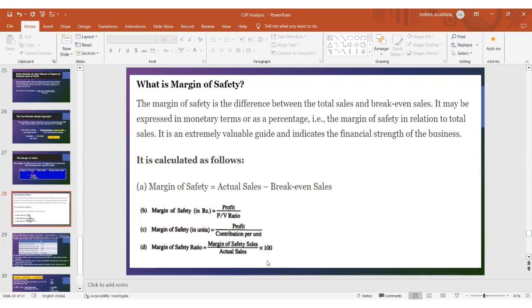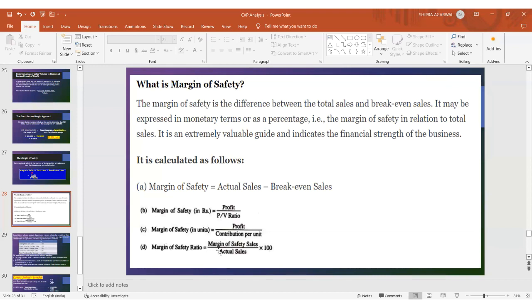Right? So this margin of safety can be presented in different ways, or you can say different formulas. Like I can write it as actual sales minus the break-even sales if I am already operating at a point beyond the break-even sales, right? If I want to calculate this margin of safety in rupee value, I can calculate it as profit upon PV ratio. And if I want to calculate it in units, I can write it as profit upon contribution per unit. The same formula in rupee value is with the PV ratio, and in units it is with contribution per unit. And if I want to calculate the margin of safety ratio, as I told you when we were presenting the contribution margin ratio, we were saying it is a percentage of contribution to sales.